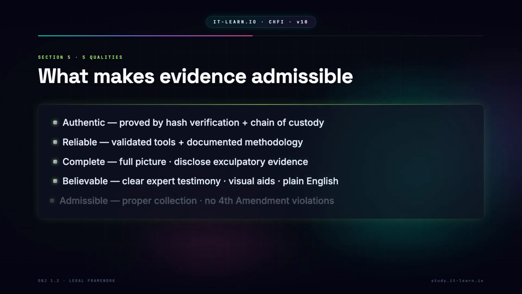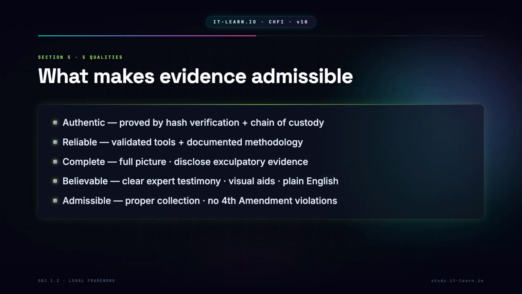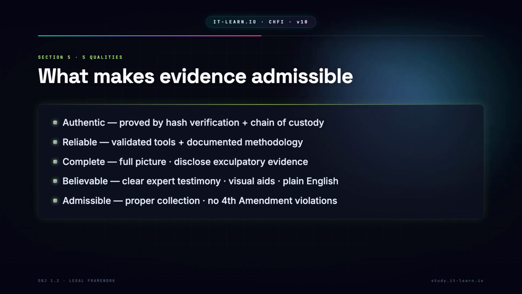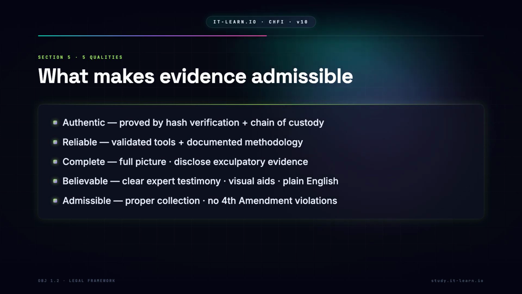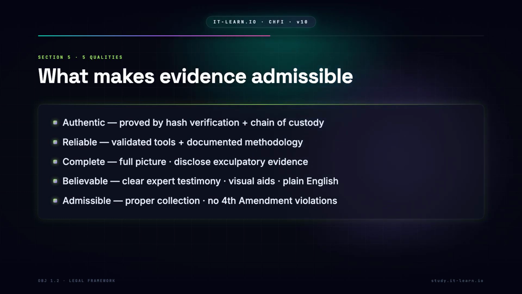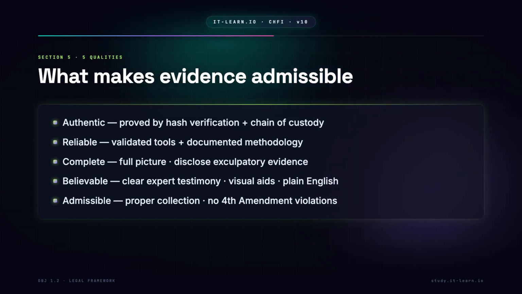Complete: the full picture. No cherry picking. You disclose exculpatory evidence, even when it hurts your case. Believable: the jury can understand it. Clear expert testimony, visual aids, plain English. Admissible: it meets legal standards, proper collection, no Fourth Amendment violations. Authentic, reliable, complete, believable, admissible. Miss 1, and a defense attorney has a path to get your evidence thrown out.